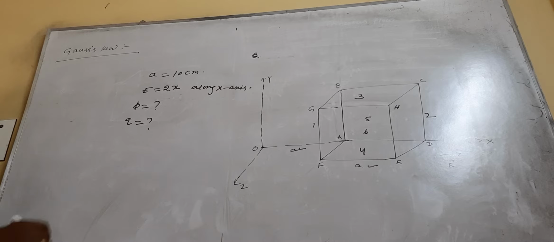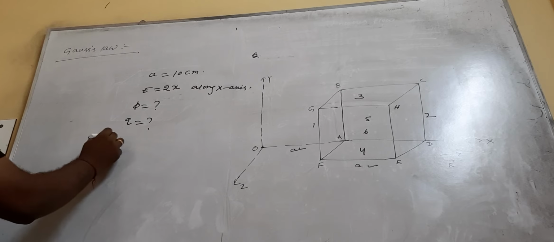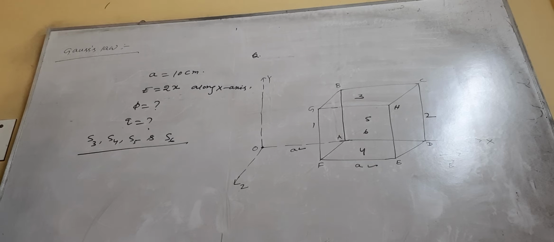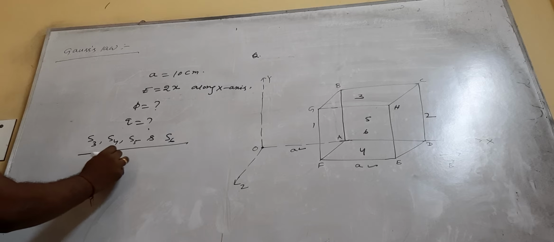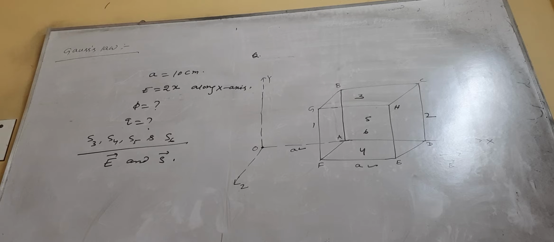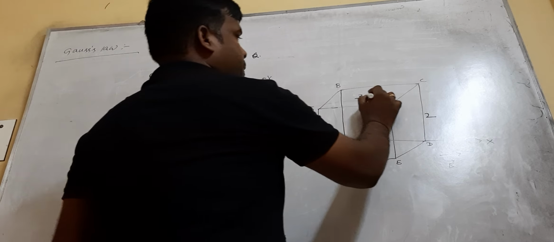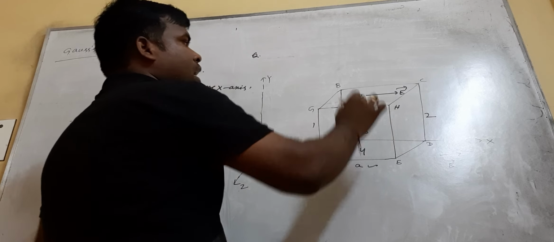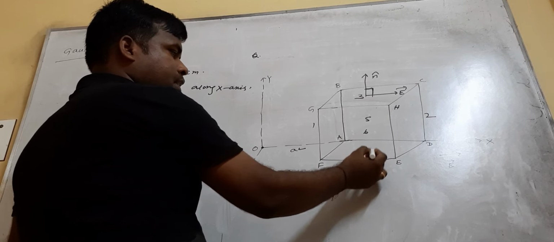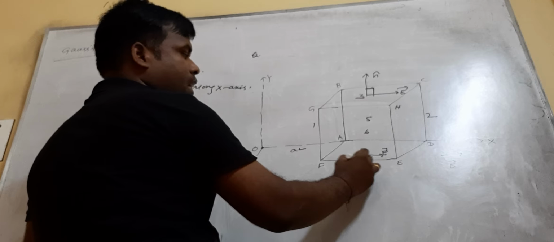So you see, for the third, 4, 5, 6, S3, S4, S5 and S6, through these 4 faces, what is the angle between electric field and area vector? Who can say? What is the angle between electric field and area vector? Let me clarify. For third face, you see the direction of electric field is this one because it is along x-axis, and area vector is this one. What is the angle? 90. For this face, A, D, E, F, electric field this one, area vector this one. What is the angle? 90.